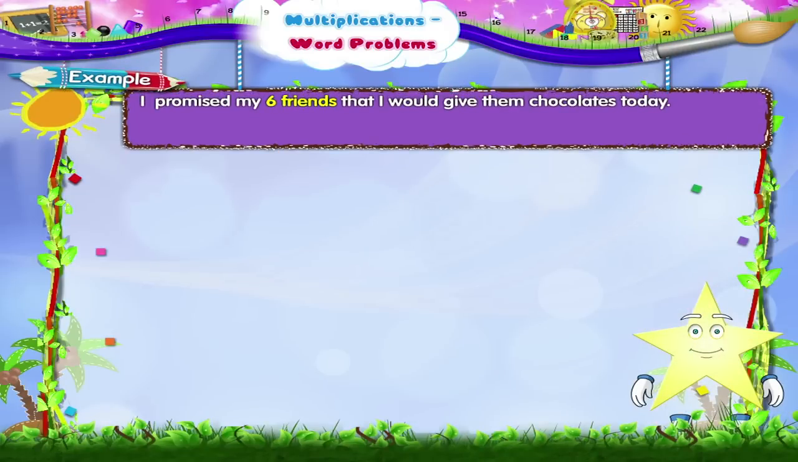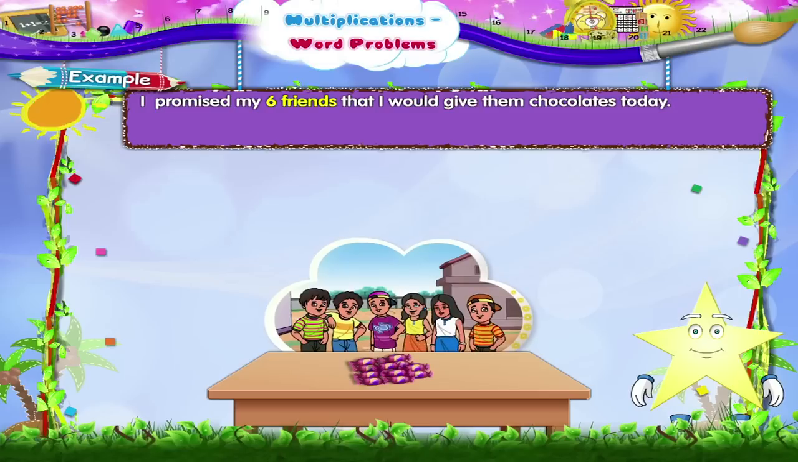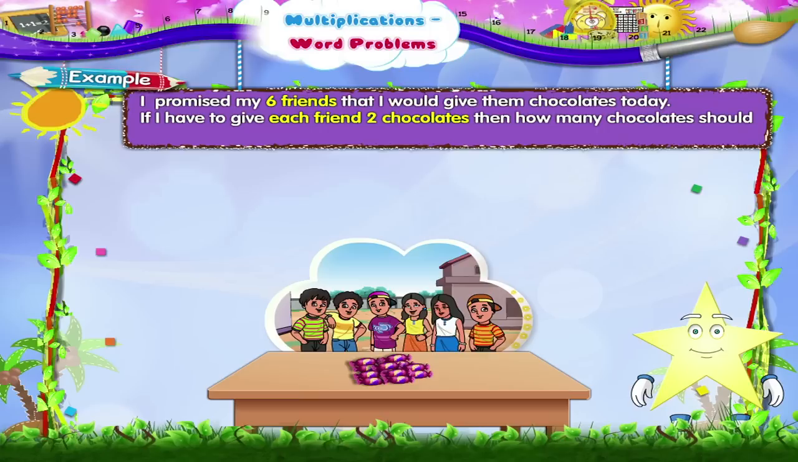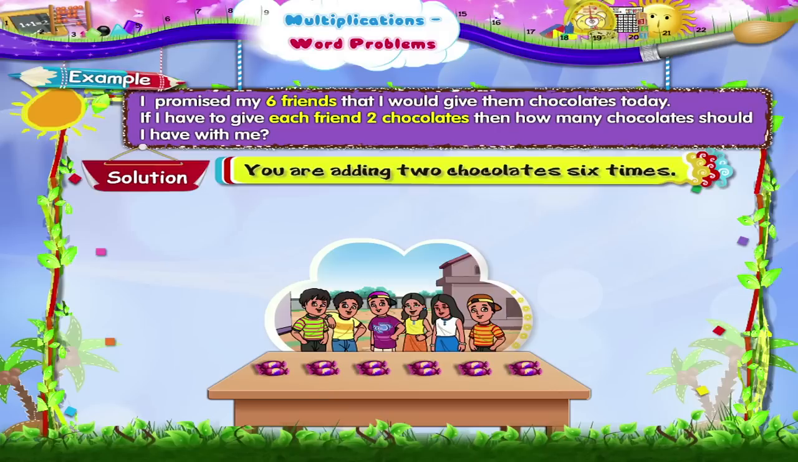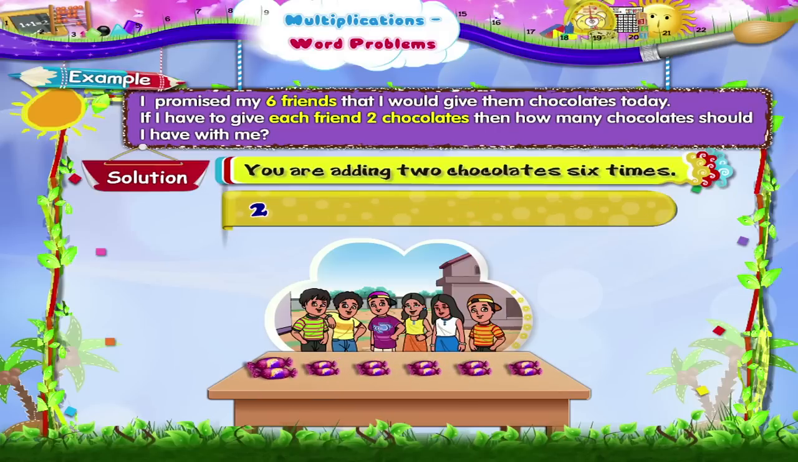Starry, I promised my 6 friends that I would give them chocolates today. If I have to give each friend 2 chocolates, then how many chocolates should I have with me? What are you calculating, Starry? Oh, you are adding 2 chocolates 6 times. So we get 2 plus 2 plus 2 plus 2 plus 2 plus 2 is equal to 12.